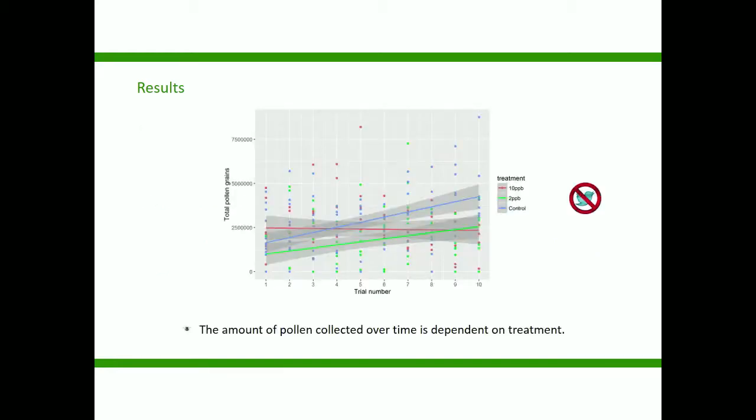But this latter result was dependent on treatment. So the control bees, the non-exposed bees, are shown by the blue line here. And as you can see, they're collecting more pollen over the course of the experiment. The 2 parts per billion bees also learn to collect more pollen, but to a lesser extent. And the 10 parts per billion exposed bees are not learning to collect more pollen over time. And in fact, this is the result for colony 1. By the end of the experiment, the control bees were collecting approximately 60% more pollen than the exposed bees.